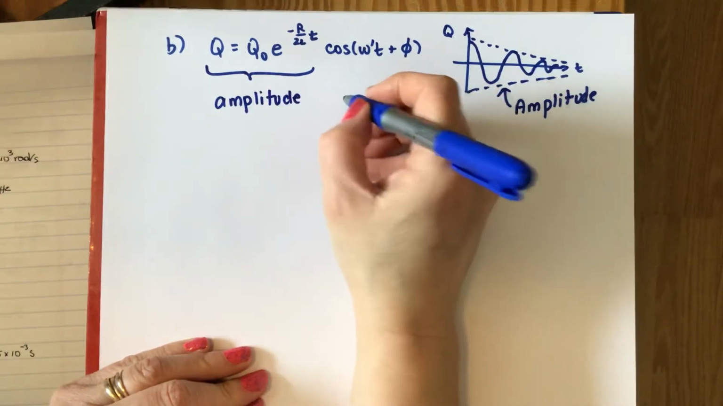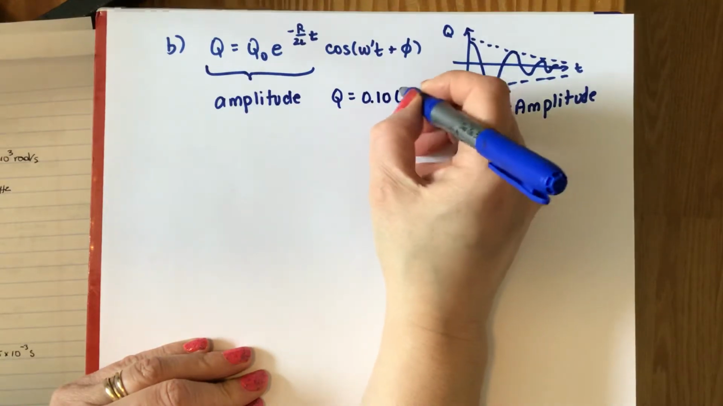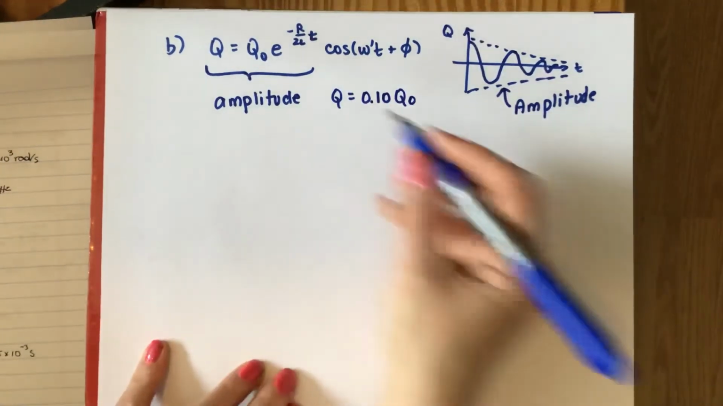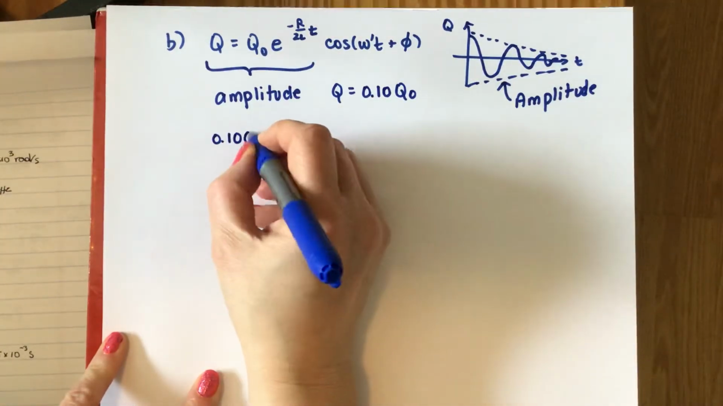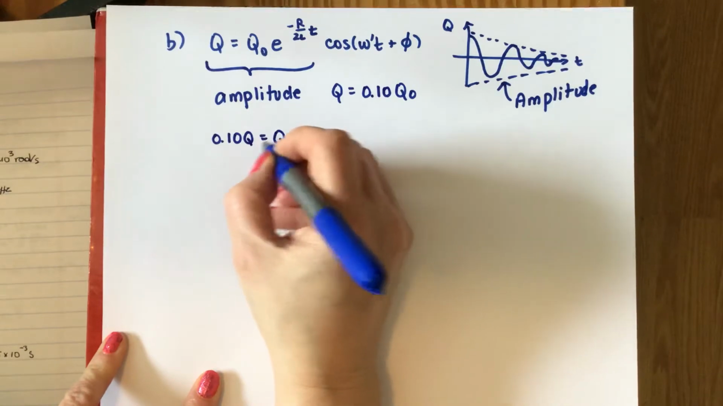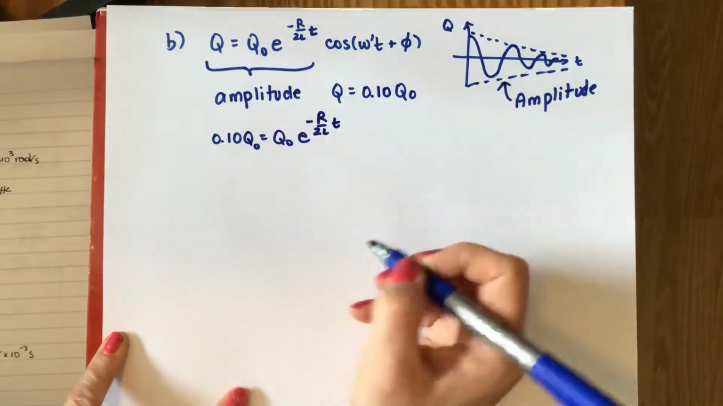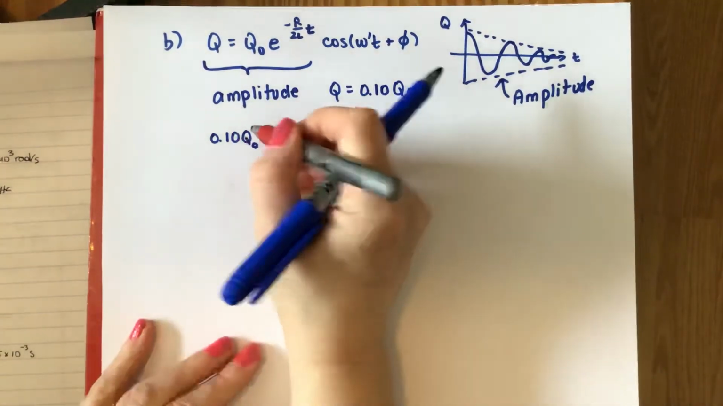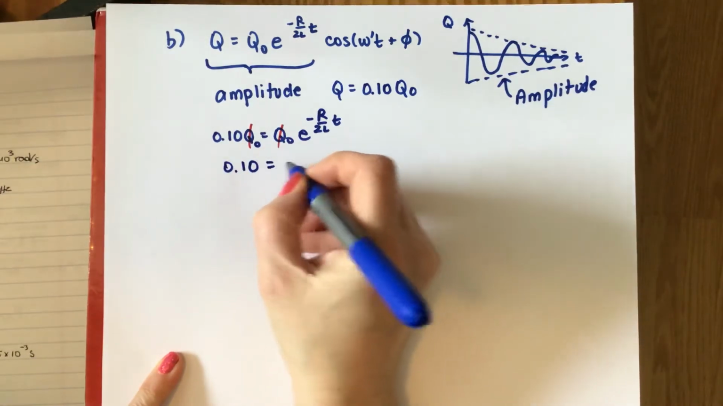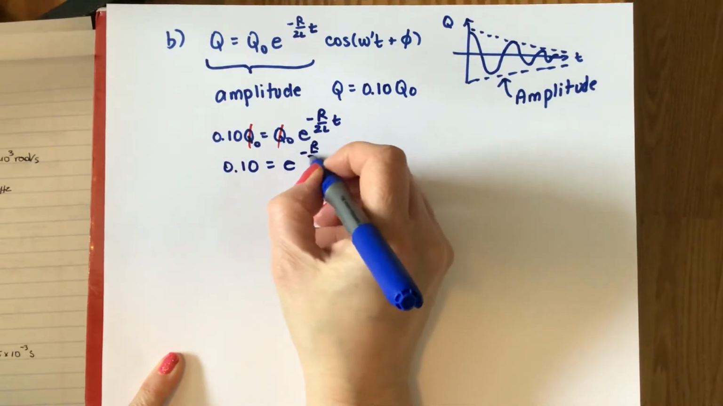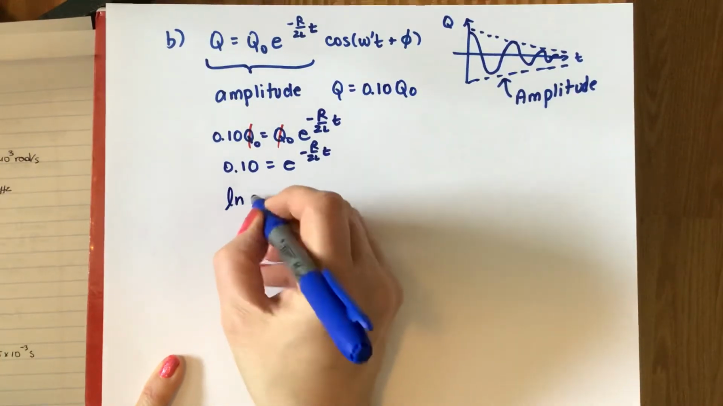And what we know in our problem is that Q is down to 10% of its original value. So Q is 0.1 of Q0. Let's fill those things in here. 0.1 times Q0 equals Q0 e to the minus R over 2L times t. We see that our Q0's cancel. We've got 0.10 equals e to the minus R over 2L times t. If we want to get rid of our e, we take the natural log of both sides.